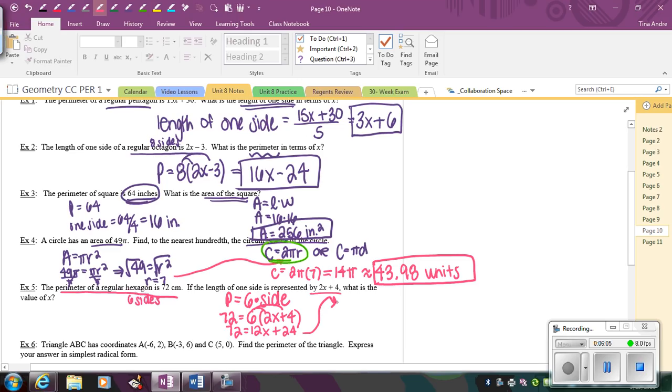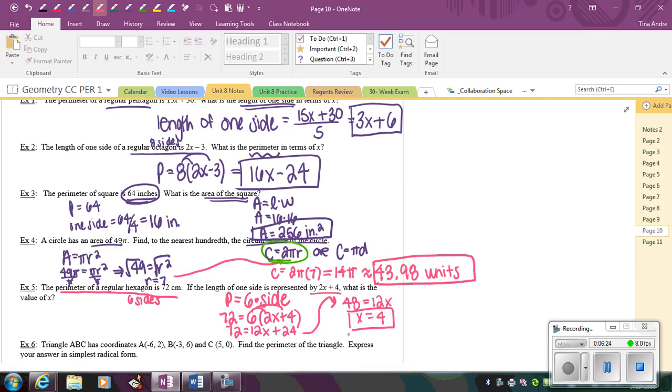Bring over the 24, so 72 minus 24 gives me 48 equals 12x. Divide that by 12, so we get x equals 4. So again, more with perimeter. You can draw out pictures as well if that helps you.